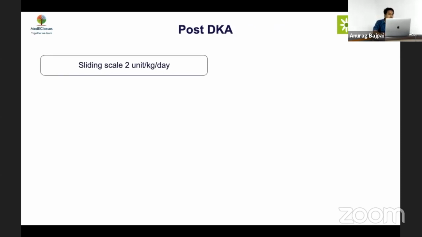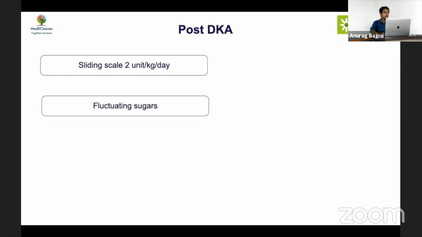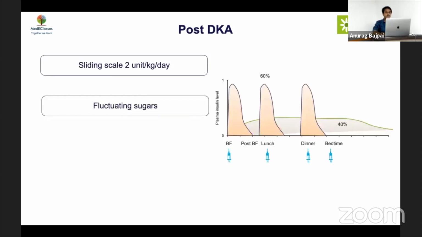So now post DKA, this child has been put on a sliding scale, which is something commonly done, and the sugars are fluctuating. So do you agree with this sliding scale approach? Sliding scale is that you give insulin 6 hourly as per the blood sugar, which is a very, very common practice. Do you think it's a good practice or not?